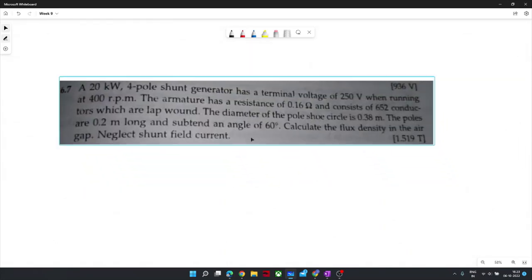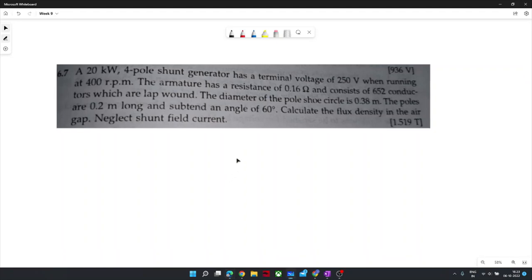So this problem I got from one aspirant. He asked that he is not getting the correct value of flux density in the air gap, and this is a very misunderstood thing, how to calculate flux density in the air gap. So let me show you some way by which we can compute it.